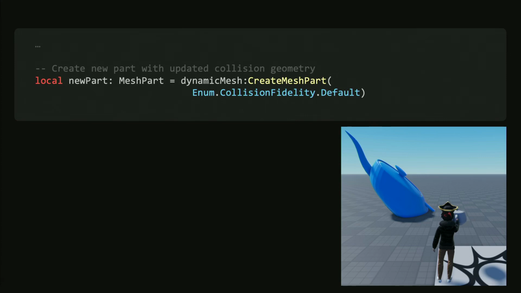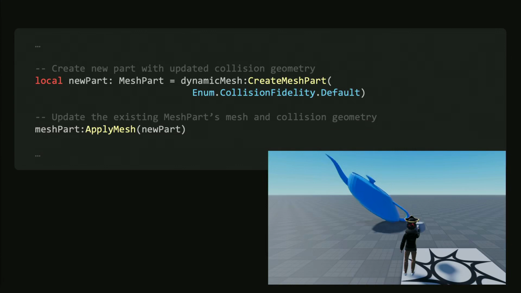So instead, once we're done editing, we can use this create mesh part API to convert this back into a regular mesh part and also set the collision fidelity. Finally, I can use the apply mesh API to take that create mesh part and the collision geometry, and then apply that. Then the physics engine takes over and does its thing. So you'll see the teapot pops back out, and then it falls over just as you'd expect.